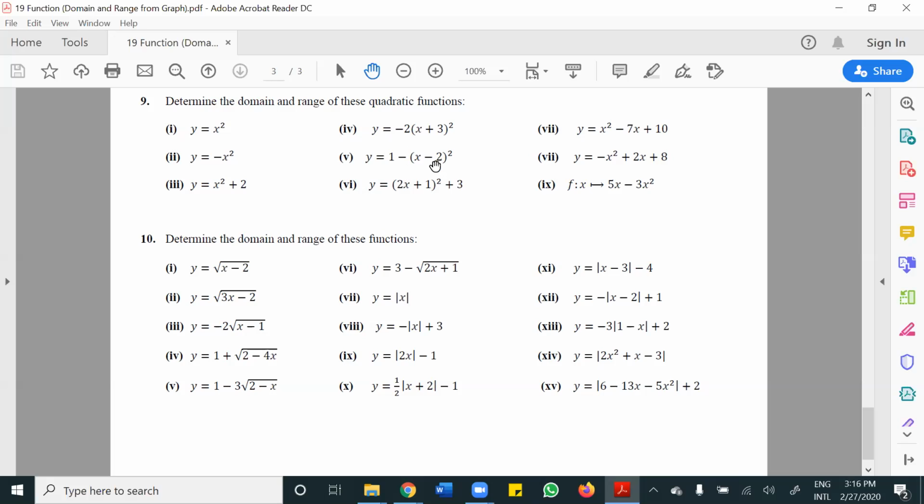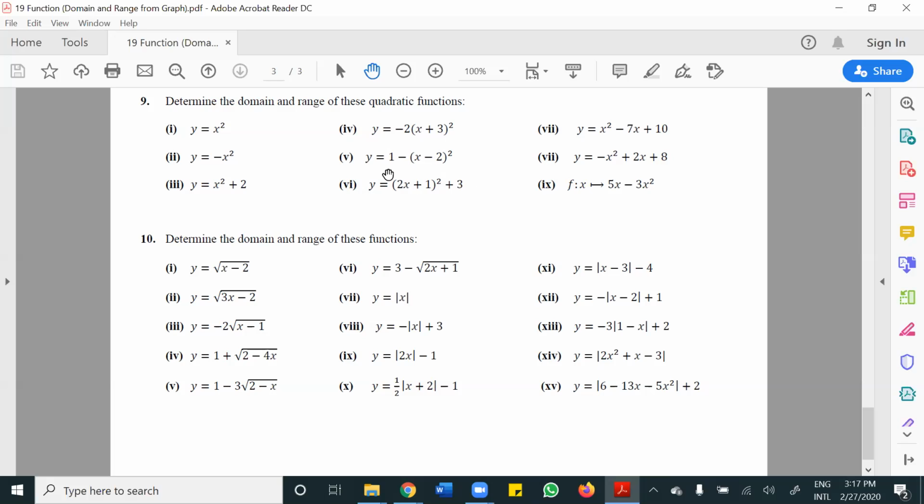Let's say when it is 4, you get what? Negative 15. No, when this bracket... wait, no. You get 4, so it should be negative 3. Negative 3. So what is your range again? It should be a set of real numbers y such that y is less than or equal to 1. I think that would be it.